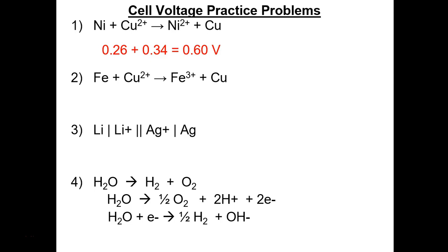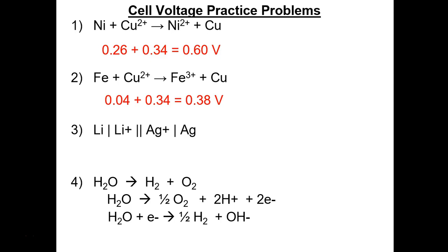So we just have to know that that reduction potential is negative 0.04. So the oxidation potential will be positive 0.04. And again, we have copper 2 going to copper. So when we add those two together, we get 0.38 volts. All right, so try this next one on your own and see if you can work it out.